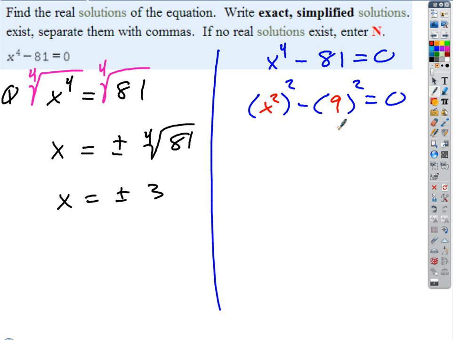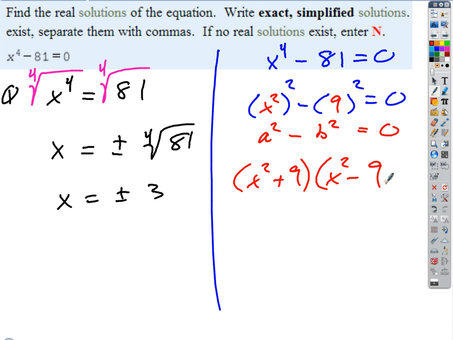And so now I just use my difference of squares pattern. This is just the pattern a squared minus b squared equals 0, right? So that just splits up into a plus b times a minus b, where a is x squared. Now I can set those equal to 0 and solve regularly, right? If I set this equal to 0, I get x squared equals negative 9. So when I square root, I'm going to get i's, aren't I? So that one's not going to give me any real solutions.